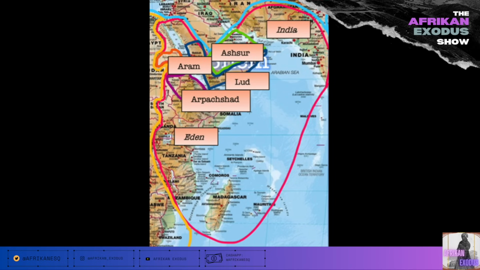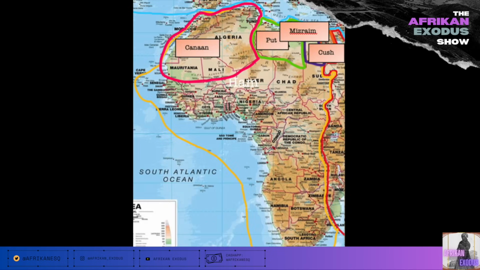And just for more context, this is the territory of Ham. As you see, we have Canaan, who was supposed to be a portion of the land that would have been on the Northwest African coast, but he obviously took the land that was supposed to be Arpachshad's. And also, you have Put, Mitzrayim, and Cush.